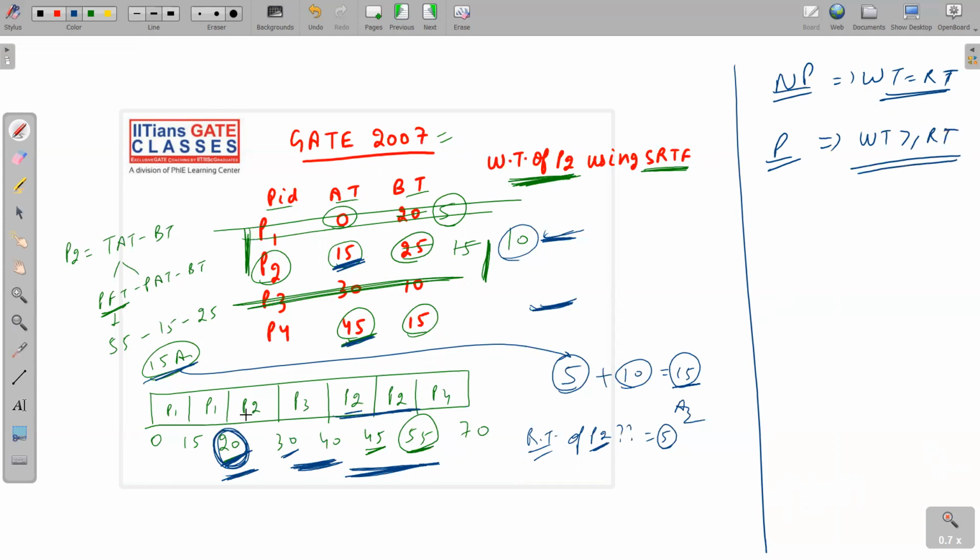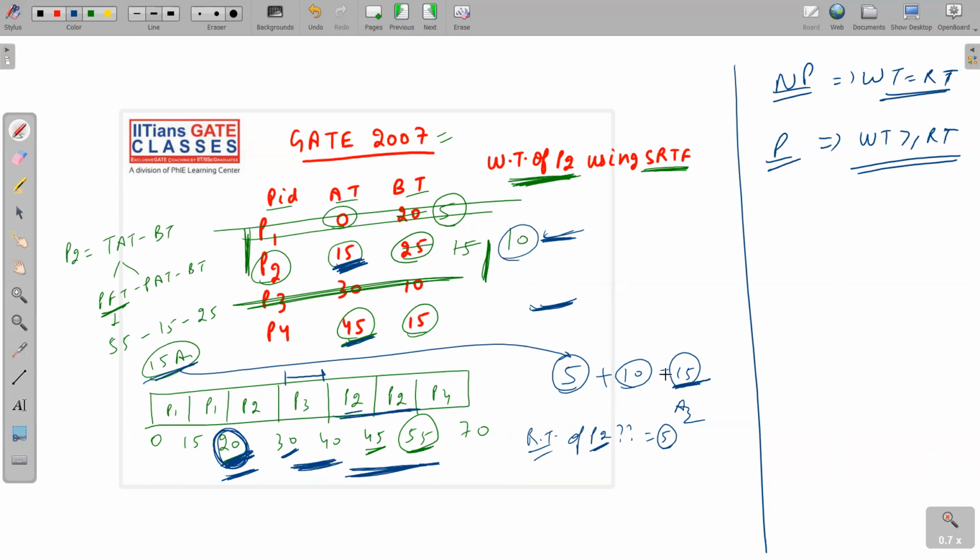So see, the response time of P2 was 5. It arrived at 15 and started at 20. But waiting time is coming to be 15 because P2 has not been executed continuously. Till 30 it has been executed and then it has taken a pause because P3 came into the picture, which was having less burst time or less remaining time. So CPU was preempted and given to P3, so P2 has to wait.